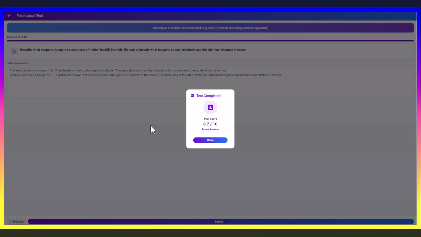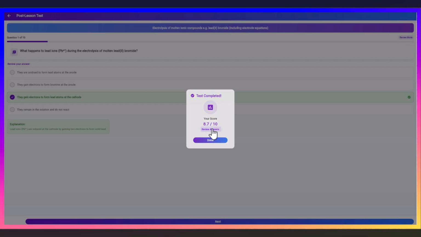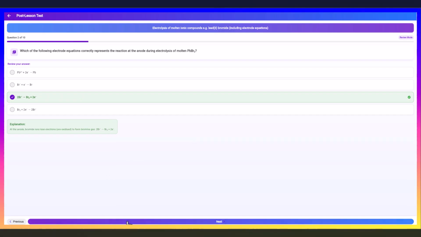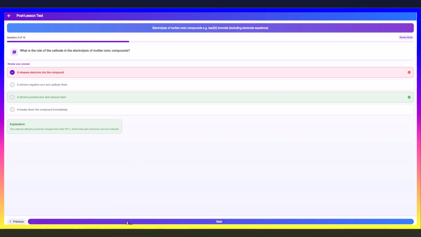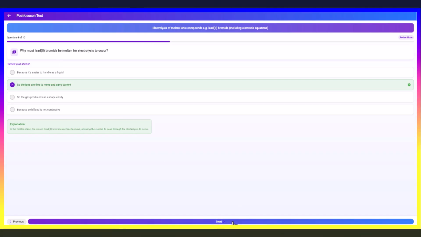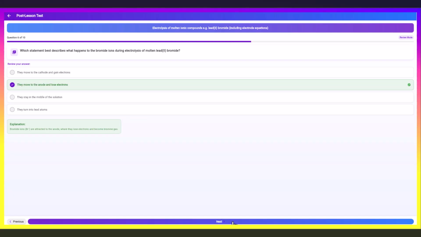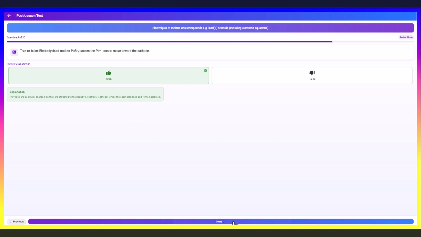I thought that's a reasonable 8.7. Okay, got that right. Hang on, what's the role of the cathode? It releases electrons into the compound. Okay. It attracts positive ions and reduces them. Yeah, okay. Strictly speaking, stronger answer, isn't it? Everything else nailed on.